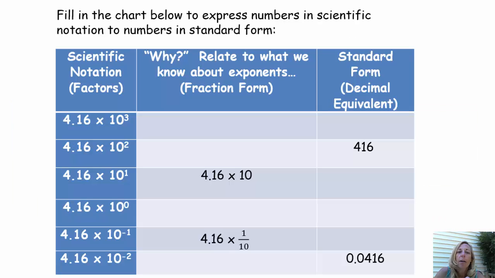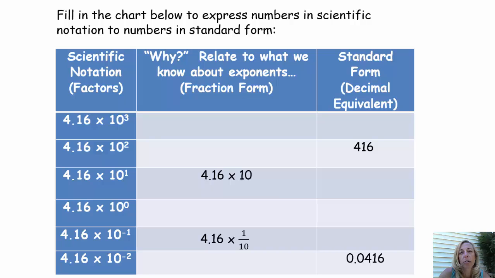Let's take a look at this chart. What I want you to do is fill this in and express your numbers that are written in scientific notation, which is the first column, and transform them and write them in standard form. We're going to walk you through this step, and then you can do it on your own on the next few pages. Let's take a look at the first one.